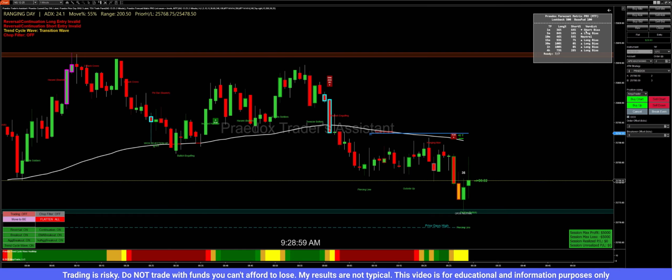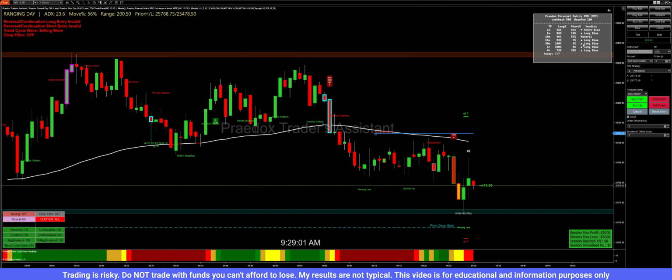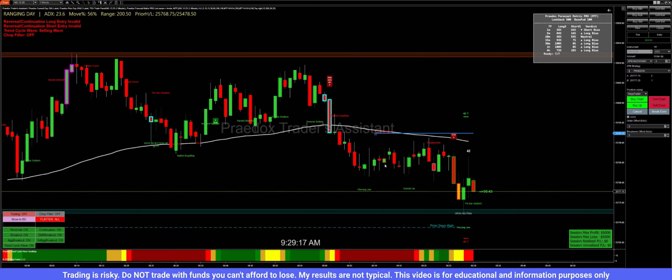As you can see here by the forecast matrix we have up here that continues to monitor price and give you a percentage of long versus short. We are kind of in a ranging day at this moment as well. We have about 45 seconds.